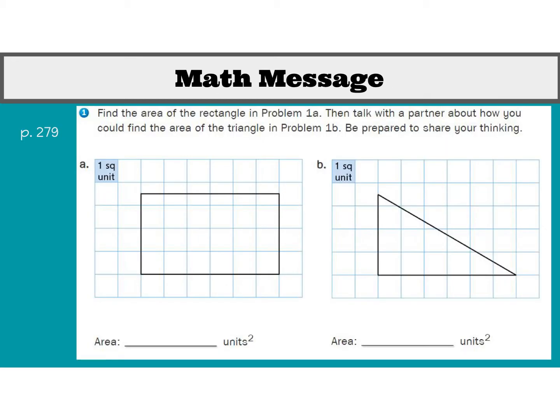For your math message today, you will need your student math journal, and you're going to open up to page 279. At the top of the page, for number 1, we're going to find the area of the rectangle in problem 1A, which is this one right here. Then we're going to talk with a partner about how we could find the area of the triangle in 1B and share your thinking. So here would be 1B.